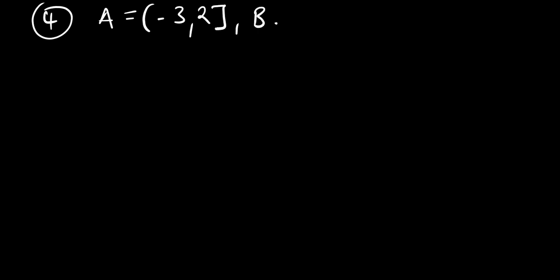Okay, so let's solve another one. Let's say this is question number 4. A is equal to -3, 2. Okay, B is 0, 7. Then C is equal to, let's say, -5, 1.